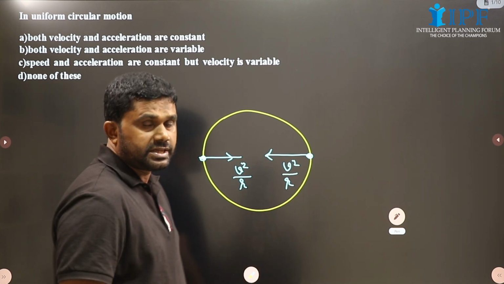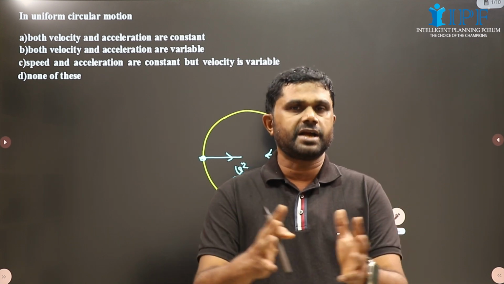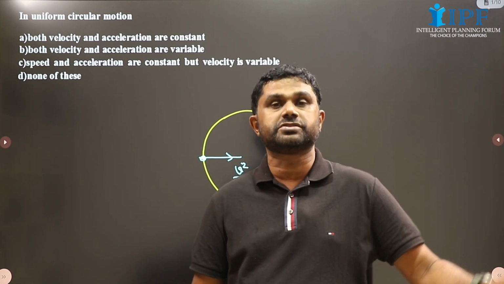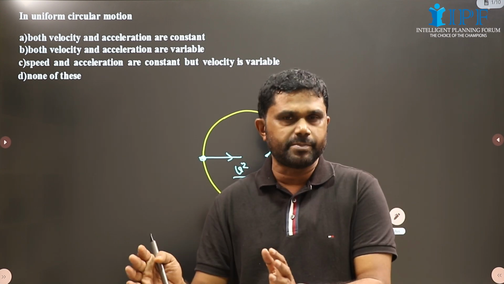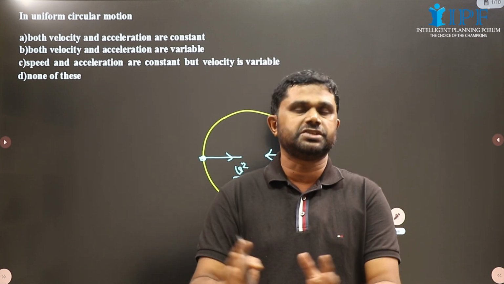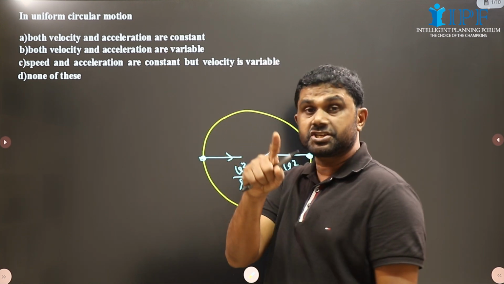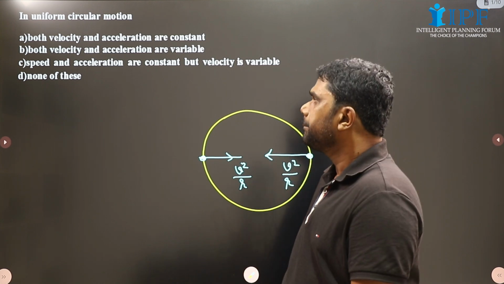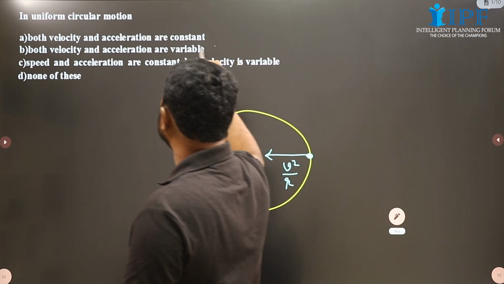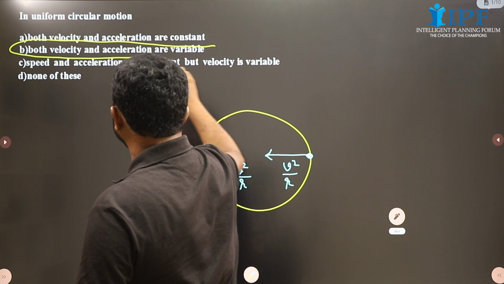So even though the acceleration has a constant magnitude, its direction is continuously changing. Velocity has a magnitude, its direction also changes throughout the motion. So both velocity and acceleration are variables. Okay, both velocity and acceleration are variables. So this must be the correct option.